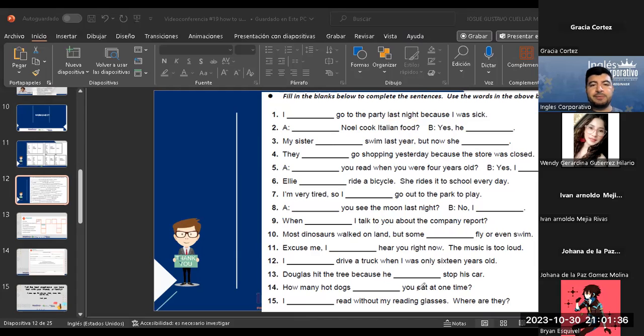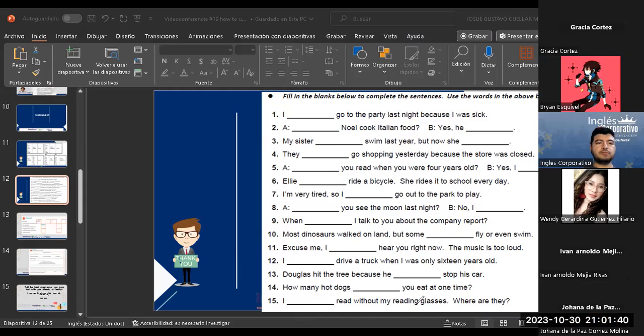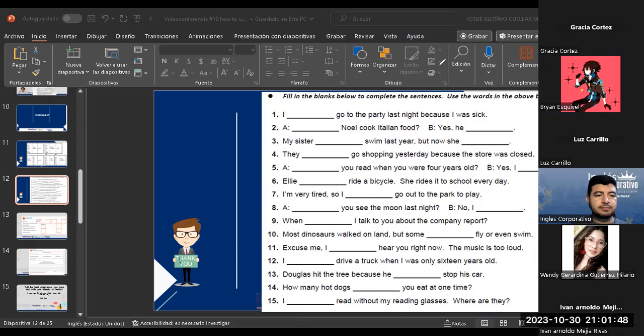Gracias, are you ready? Yes. Okay, what number? Number 6. Let's go. Ellie can ride a bicycle. She rides it to school every day. Yes. Ellie puede andar en bicicleta y va en bicicleta todos los días.